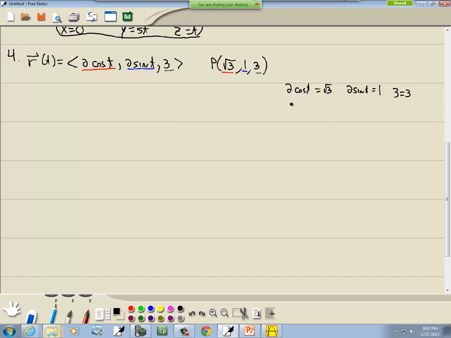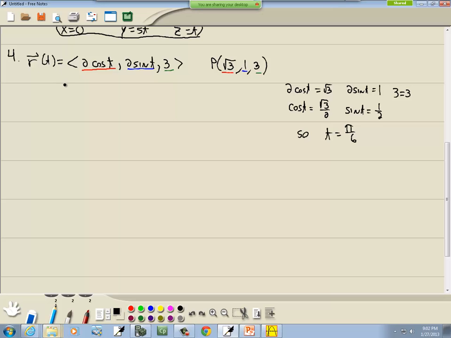Well, if I solve these for cosine, cosine t is equal to square root of 3 over 2, and sine t is equal to 1/2. Now 3 is equal to 3, so we can ignore that one. Since these are cosine and sine, we're looking on our unit circle where cosine is equal to square root of 3 over 2 and sine is equal to 1/2, which occurs at t equal to pi over 6.